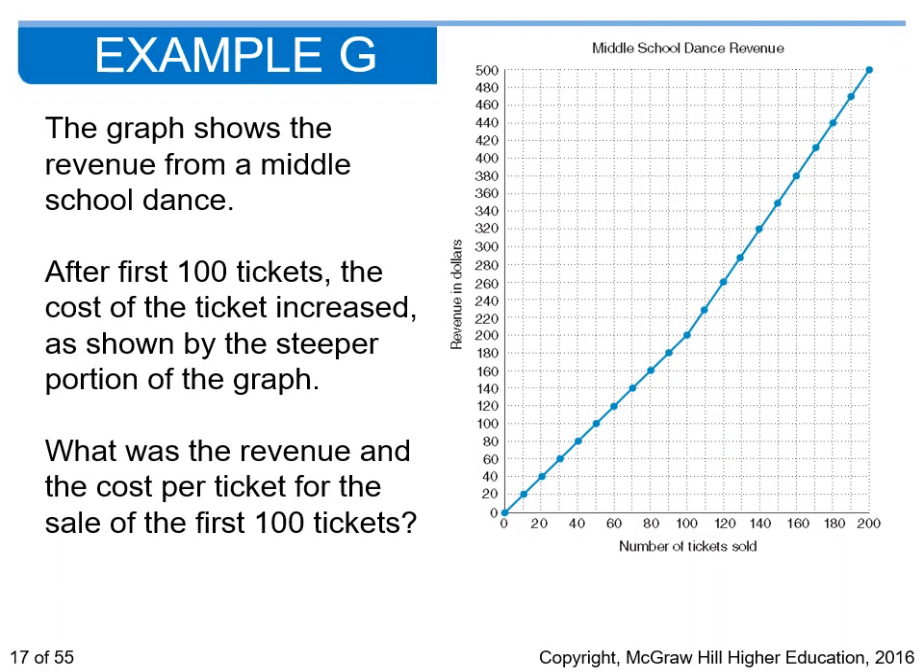Okay, here's a different example showing the revenue from a middle school dance. After the first 100 tickets, the price increased, and you can see that because about halfway through the graph, the line gets a little steeper. So the first question is, what was the revenue and cost per ticket for the first 100 tickets? So I highlighted those. I went up from 100 numbered tickets and across, and it cost $200 for 100 tickets. So that means that each ticket was $2.